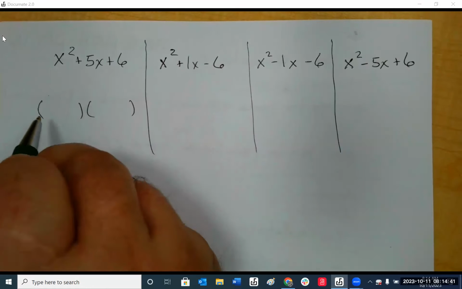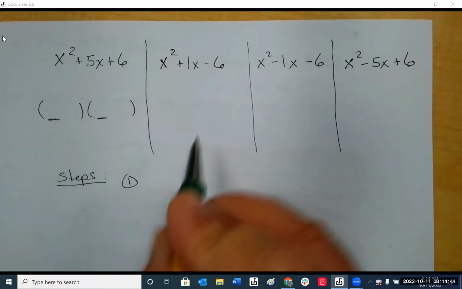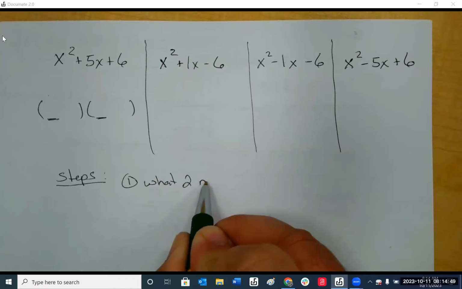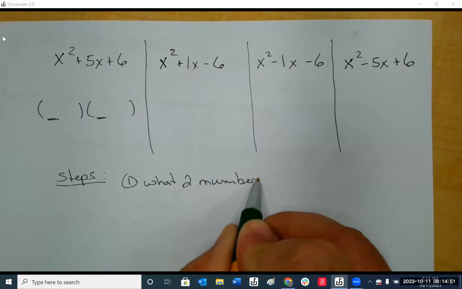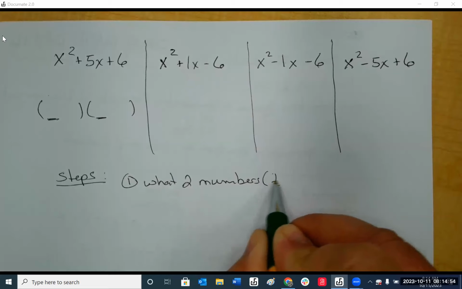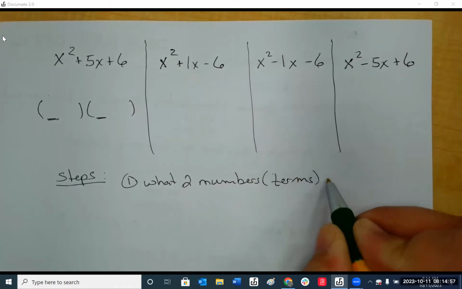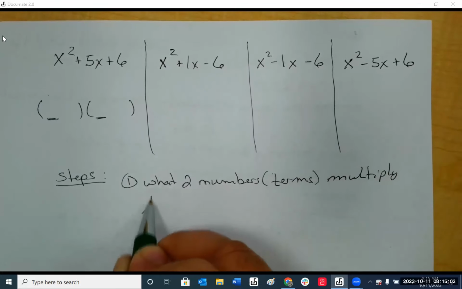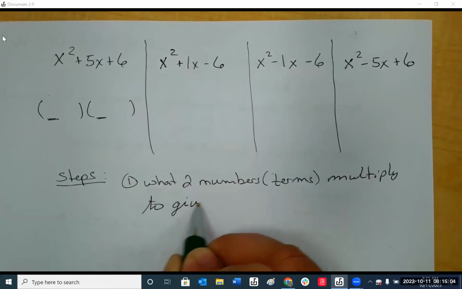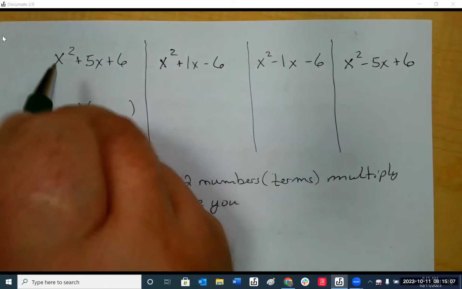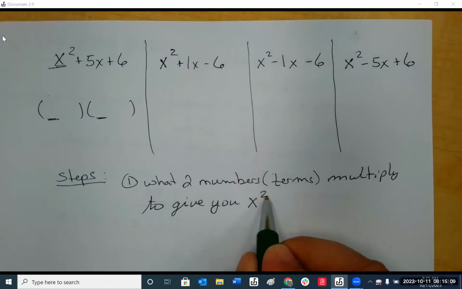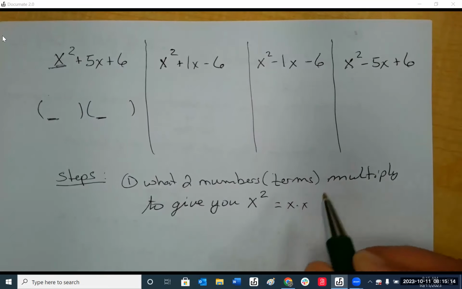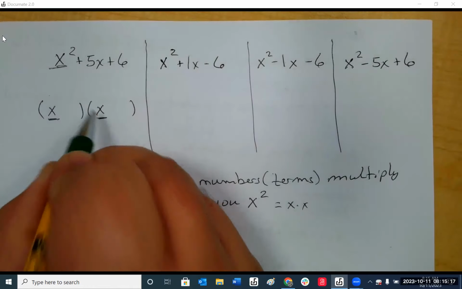First step, we want to fill in the first parts. What two numbers or terms multiply to give you x squared? Well, we know that x squared is made up of x times x. So we put x's in here.